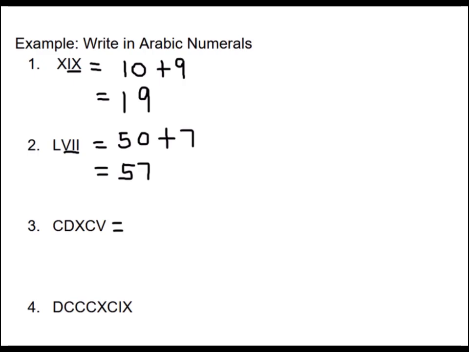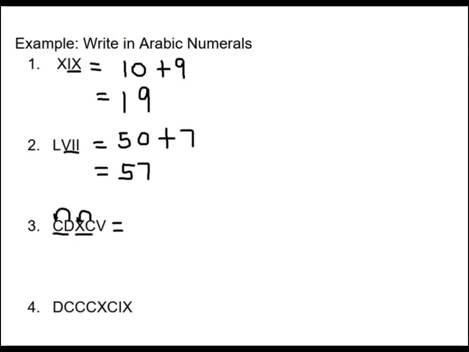For number 3, we have CDXCV. So CD is together, then we have XC. Now you can see we have CD, which means 500 minus 100. Don't forget that when you have a smaller number before the bigger one, you subtract. So here we also have 100 minus 10. That will give us 90, and we have our 5.